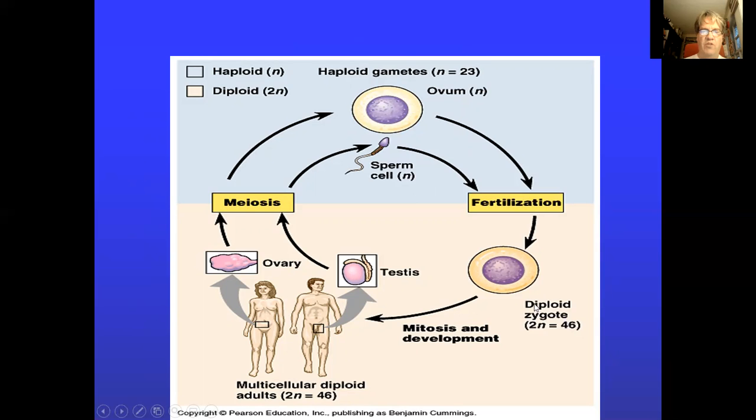And this will go through mitosis and development, through gene regulation, so on and so forth, like we talked about, and you end up with an adult organism in the end, and then you continue the cycle in the gametes of that adult organism.